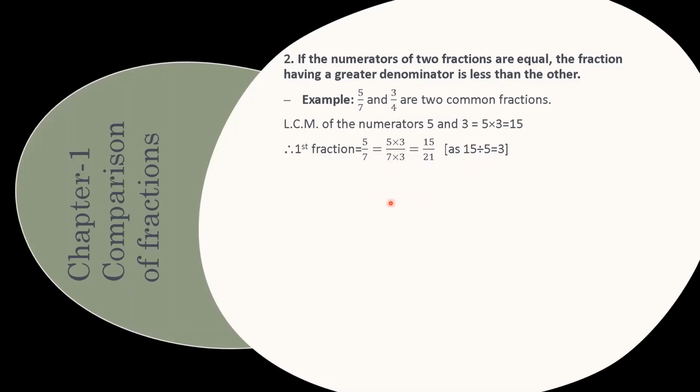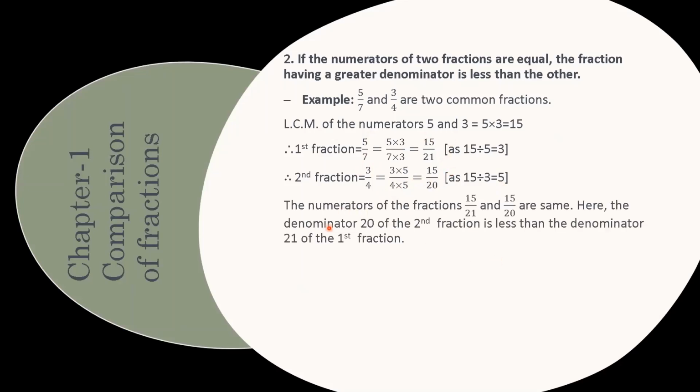Now we have to find out the second fraction in the same numerator. In the second fraction you can see 3 divided by 4, as 15 divided by 3, because numerator is 3, we get 5, and this 5 we will multiply with both numerator and the denominator. If we multiply with numerator, we will get 3 5s are 15, and if we multiply with denominator, we will get 4 5s are 20. Now my dear students, what can we see? You can see in both fractions, the numerators are same. So the numerators of the fractions 15 by 21 and 15 by 20 are same.